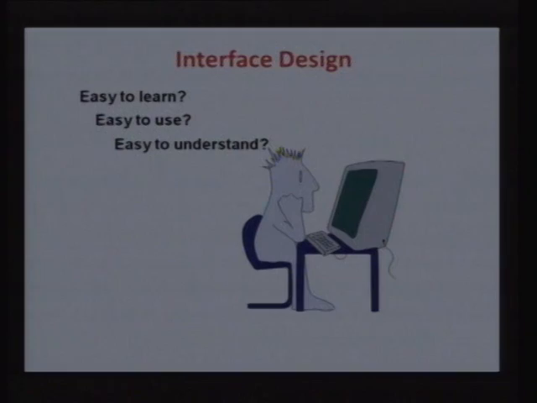Third, another important aspect, that is easy to understand. Now, what exactly do you mean by understandability of the interface? When you want to serve the functionality of your system, you could have a number of functionality aspects. So how do you organize the functionality on your interface design? It would be again a very difficult task.